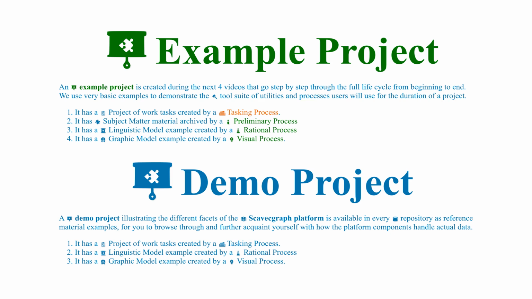We use very basic examples to demonstrate the tool suite of utilities and processes users will use for the duration of a project. It has a project of work tasks created by a tasking process. It has subject matter material archived by a preliminary process. It has a linguistic model example created by a rational process. It has a graphic model example created by a visual process.